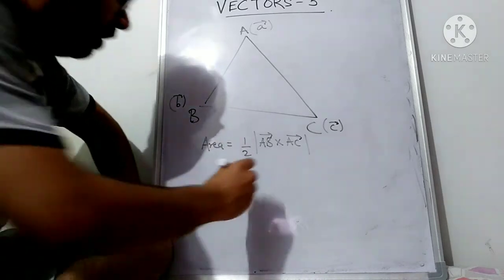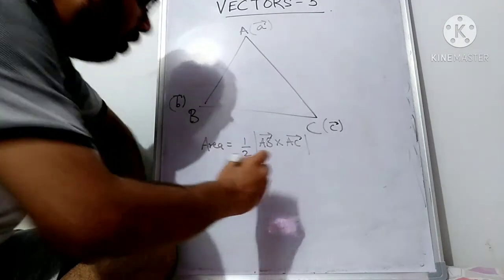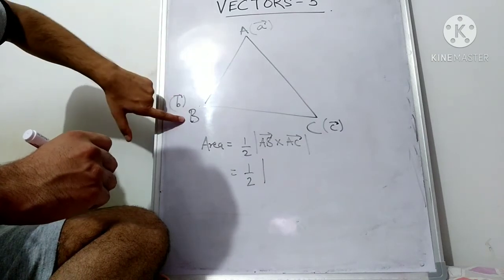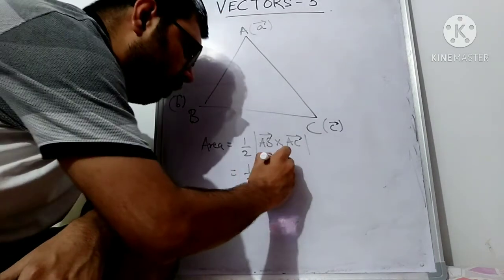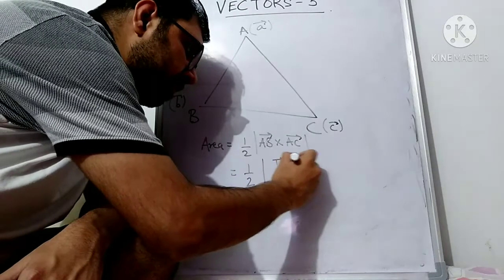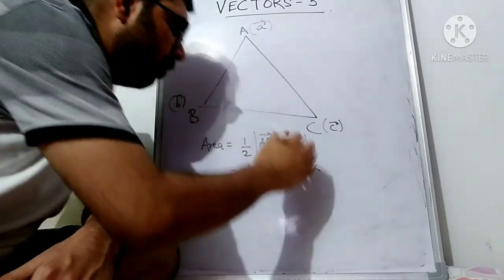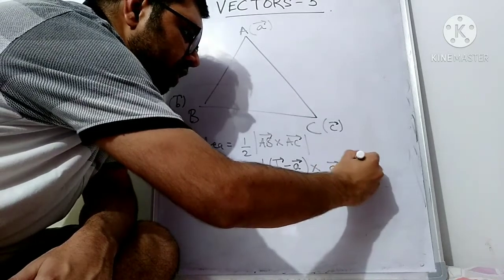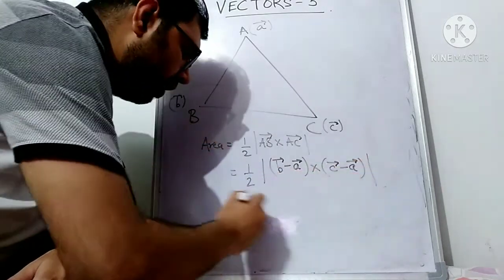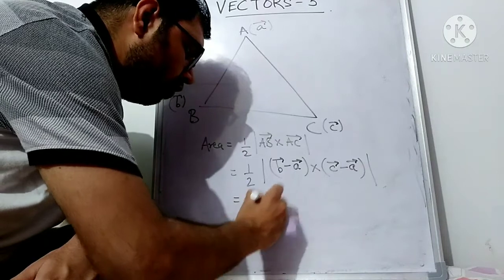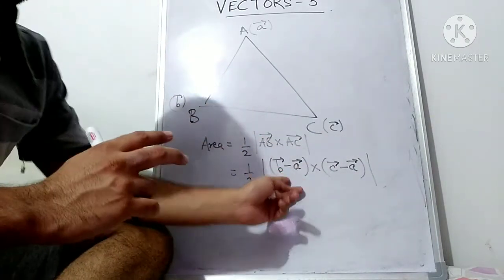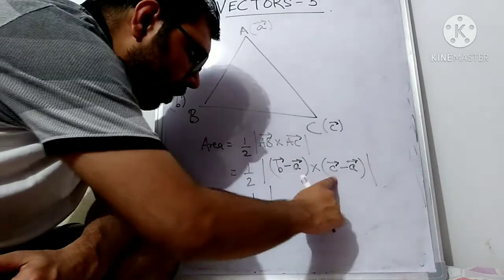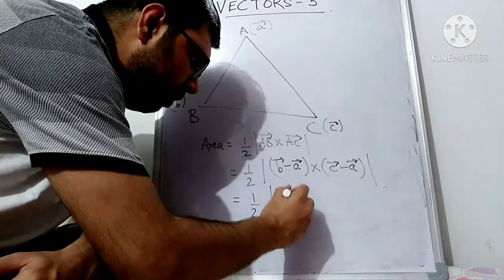So half mod of, how do you write AB vector? For writing AB vector, we subtract the position vector of A from the position vector of B. So B vector minus A vector, and then cross. For AC vector, we subtract the position vector of A from the position vector of C. So C minus A. Now you take the cross product term by term. So B cross C will come here, B cross C, then minus A cross C.